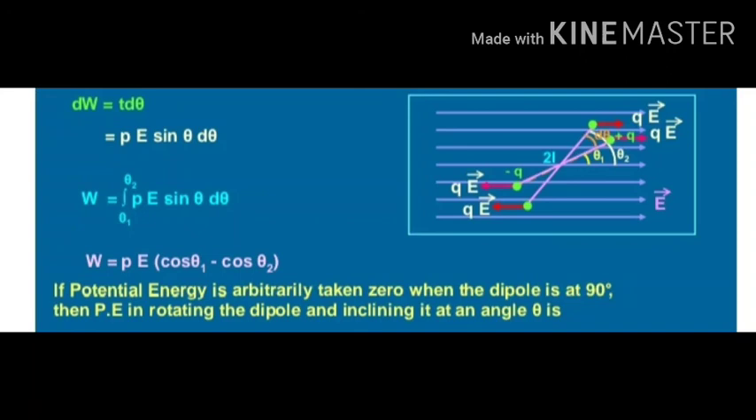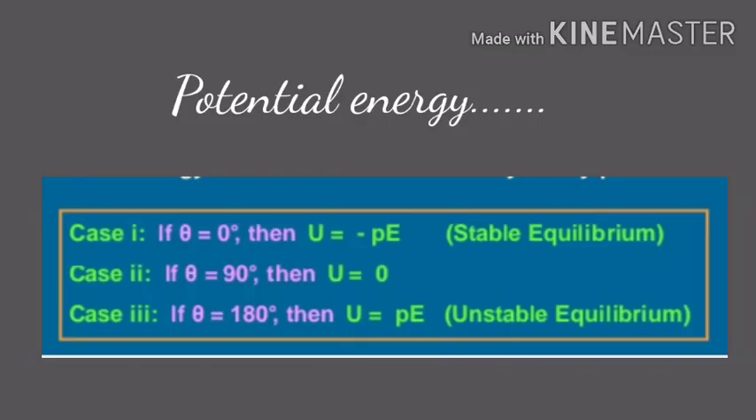Integrating both sides from angle theta 1 to theta 2, we get pE times cos theta 1 minus cos theta 2. If potential energy is arbitrarily taken as 0 when the dipole is at 90 degrees, then the potential energy U is equal to minus pE cos theta.